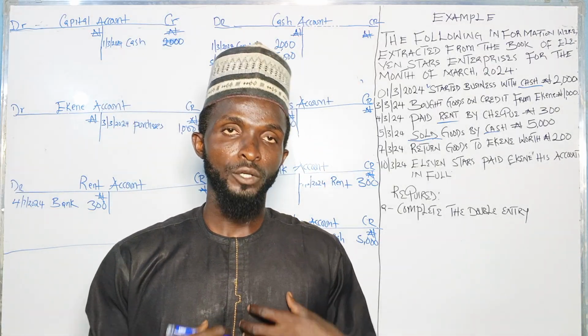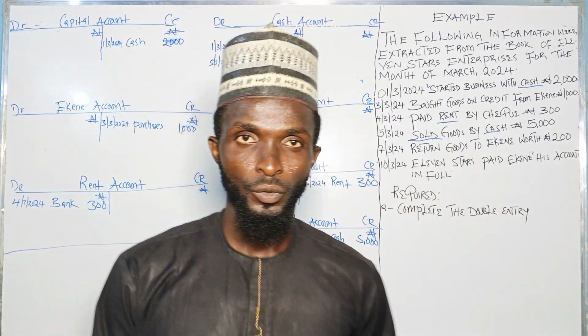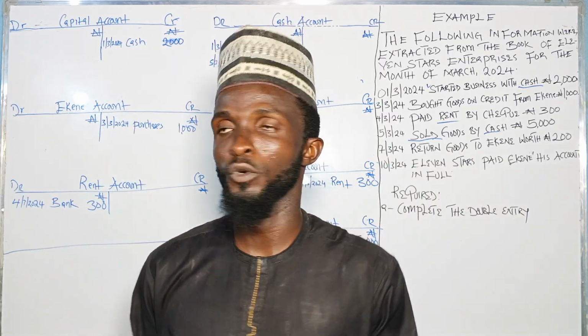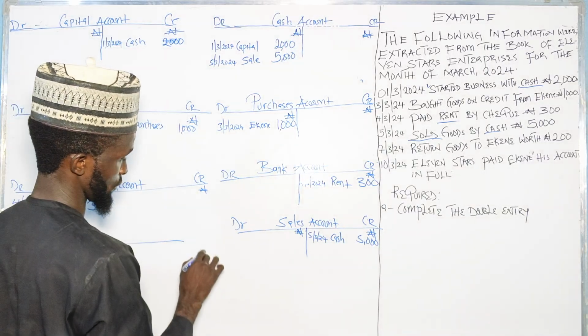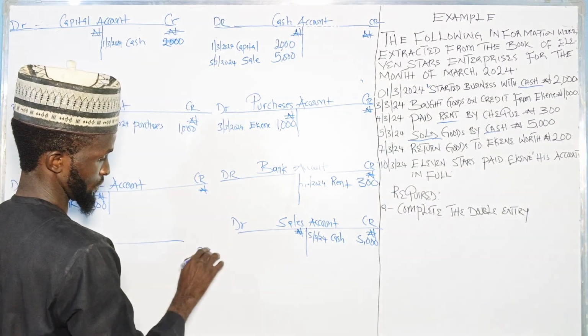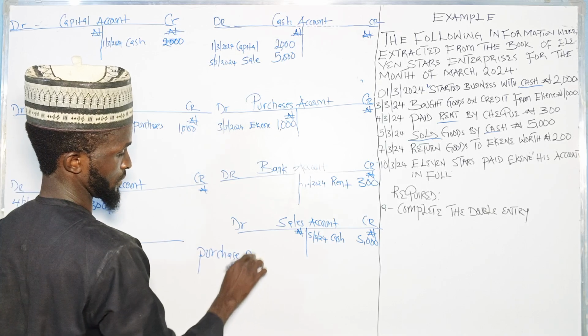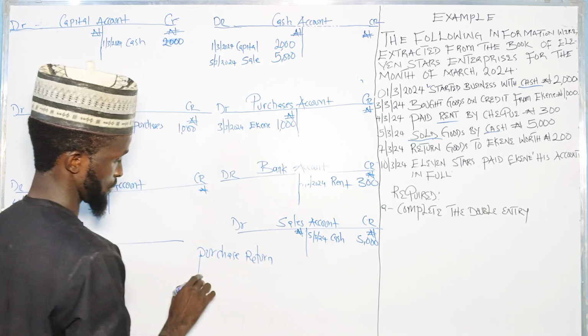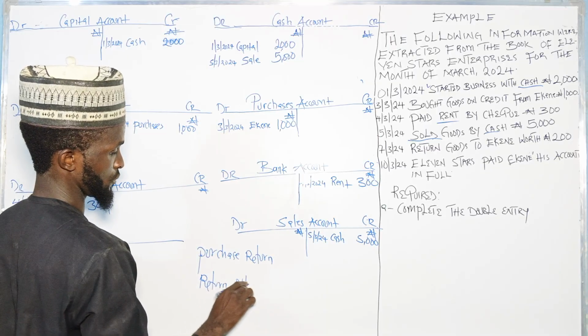When you buy goods and return them to the supplier, it is called purchase return, or you call it return outward. You call it return outward or purchase return.